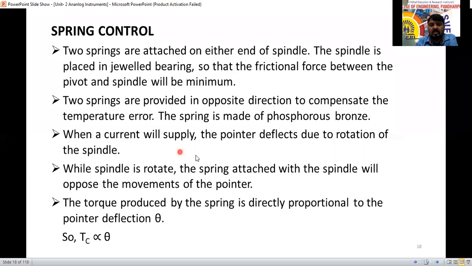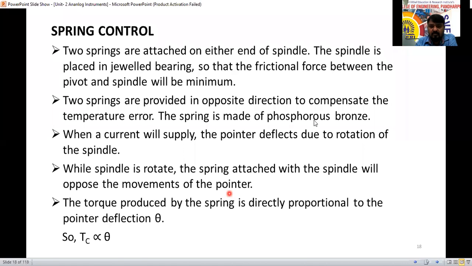When the current is supplied, the pointer deflects due to rotation of the spindle. In between two magnetic fields, if you place a current carrying coil, it is going to rotate. All of you know the magnetic principle. So when the current is supplied, the pointer will deflect due to the rotation of the spindle. When the spindle rotates, the spring attached to the spindle will oppose the movement of the pointer.